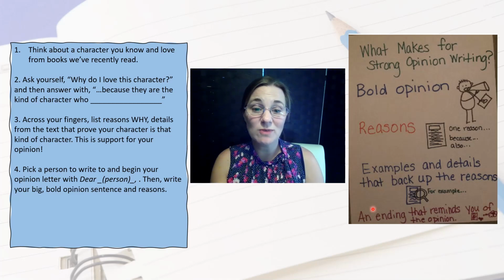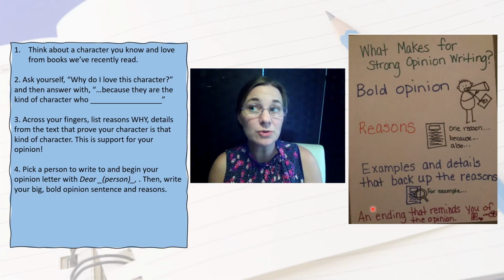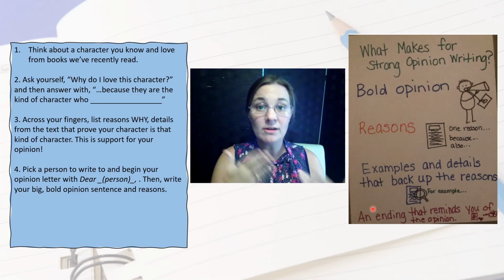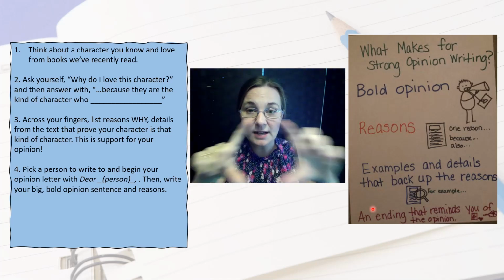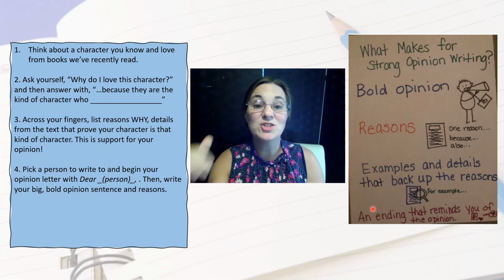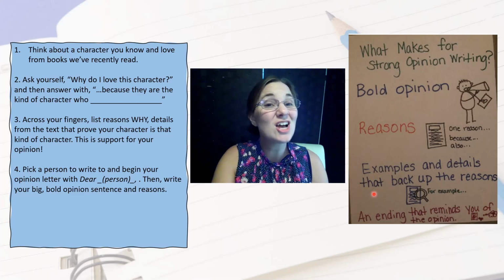First, you're going to pick a person to write to. You can write to anyone, someone in your family, someone in your classroom, someone at your school, and you'll start it by saying, "Dear," and then the person's name. You put a comma after it to show that you're finished with your greeting and you're moving into your letter. Then you write your big, bold opinion sentence and reasons and examples just like we've already learned.